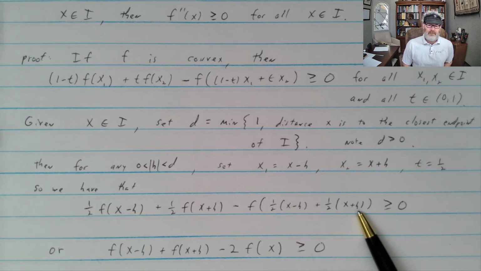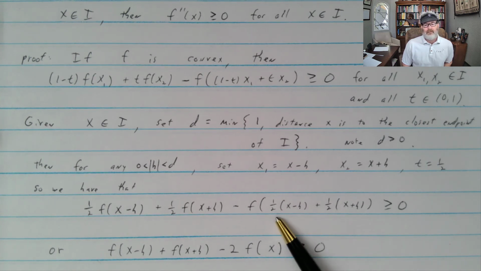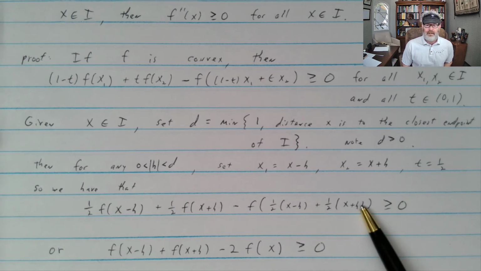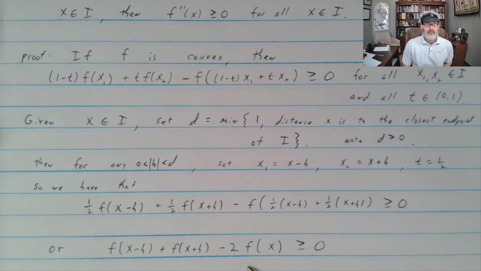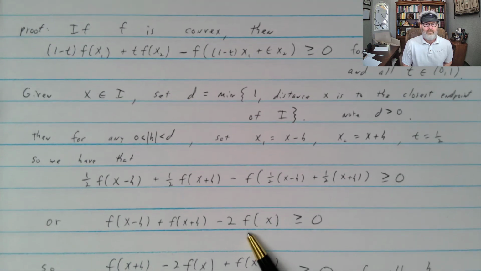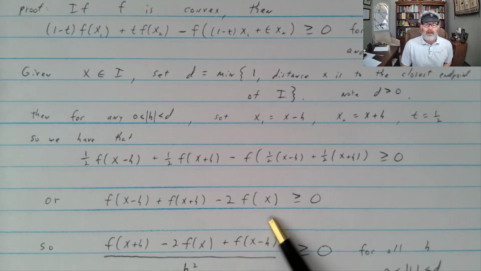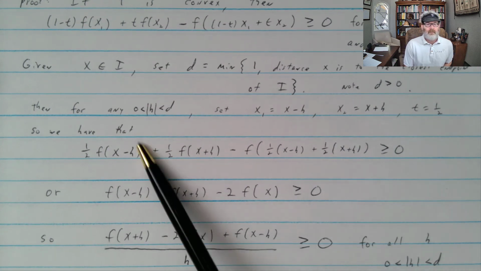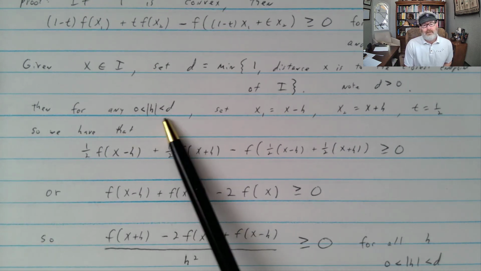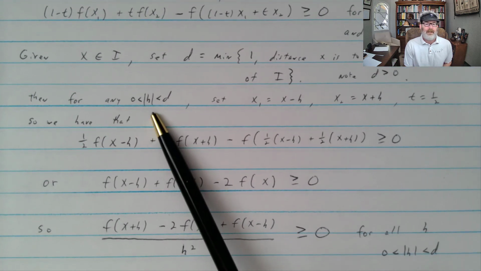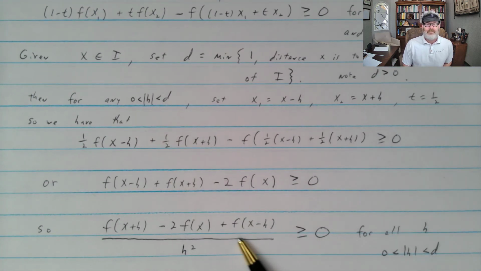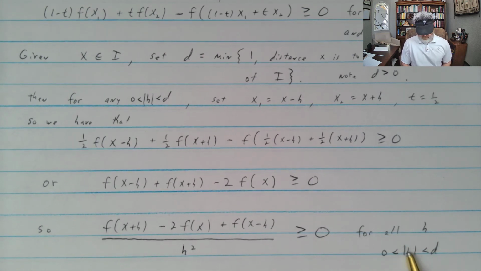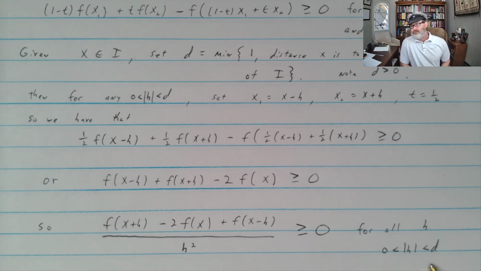Notice what's inside the parentheses is just 1/2 x plus 1/2 x, which equals x. And there's also a minus 1/2 h plus 1/2 h, and they cancel. So multiplying this by 2 gives me this. So I can now also divide by h squared. And we're looking at h in this interval. H could be negative again, but h squared will be positive, and it won't be 0. So if I divide by h squared, then this is greater than or equal to 0 for all h in that interval.